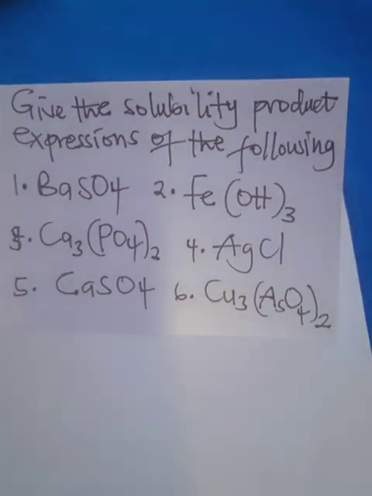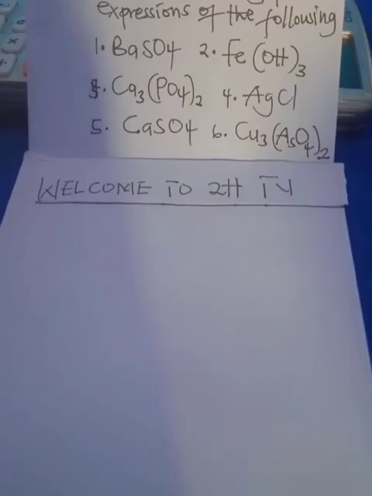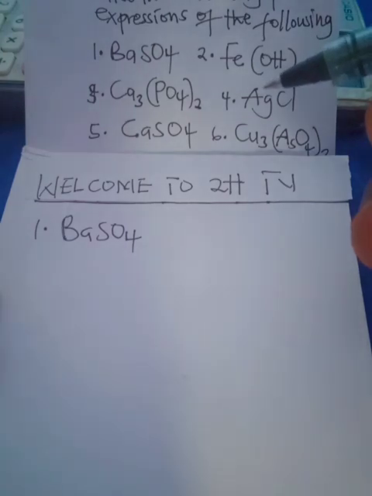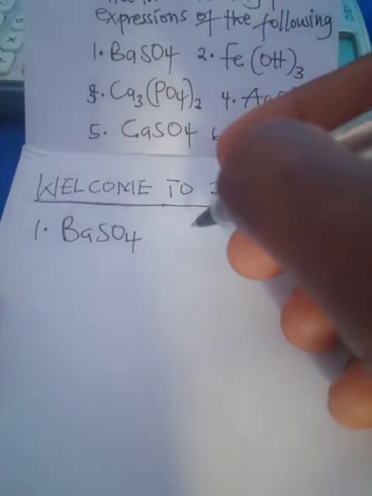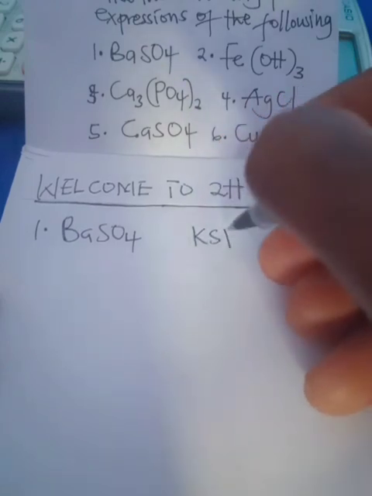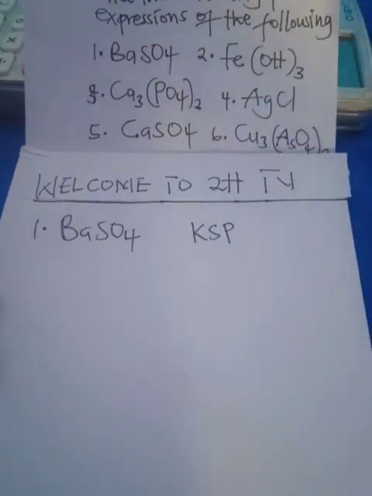So let's just quickly do that. Let's look at our first example. Example 1 is barium sulfate, right? To find the solubility product expression, you should know that the solubility product is denoted as Ksp. So anytime here, Ksp is the same as the solubility product constant, right? Now, barium sulfate, to find its ions, it must be dissociated.